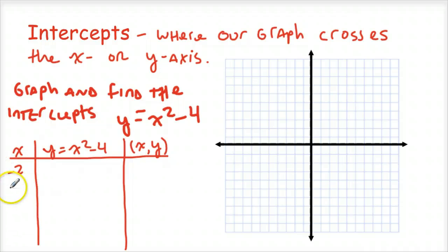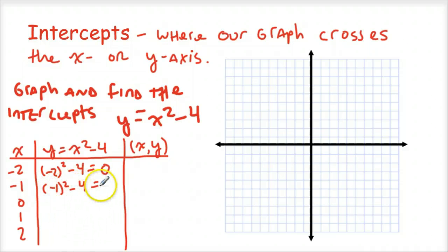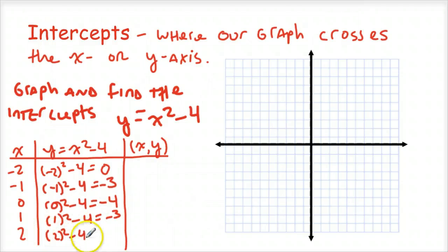So we'll do the same x values: -2, -1, 0, 1, and 2. Now I have -2 squared minus 4. -2 times -2 is positive 4. 4 minus 4 is 0. -1 squared minus 4. -1 squared is 1. 1 minus 4 is -3. 0 squared minus 4 is 0 minus 4, so that's -4. 1 squared minus 4 is -3. And 2 squared minus 4 is 0.